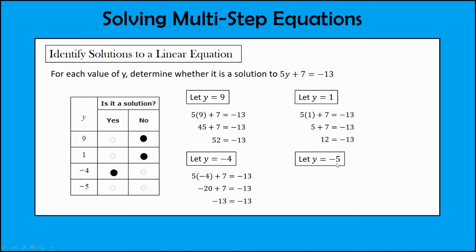And then we'll try the last one. You've got to know which ones do and don't make it, so you've got to try all of these. So we'll go 5 times -5 plus 7 equals -13. -25 plus 7 is -18. -18 equals -13. False statement. So that's a no. So this is just to make sure we understand exactly what we're trying to do here, which is to find which of these values are going to make it true. And we do that by substitution, showing our work.